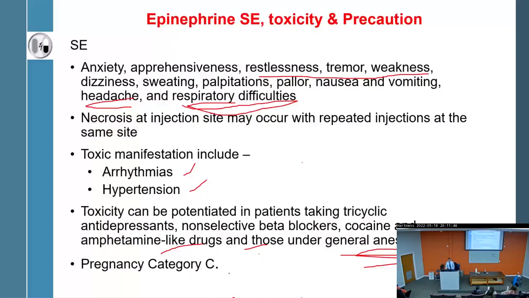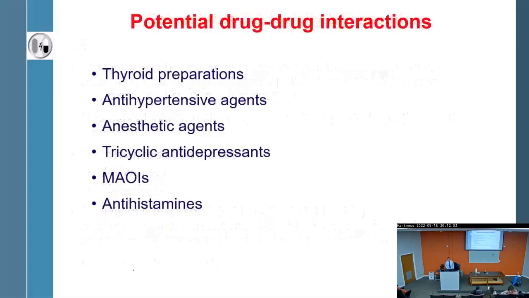In pregnancy, it is category C, meaning that there is some evidence in animal models that it can be toxic in pregnancy, but there's no evidence in humans yet. So it's used with caution, usually not used.